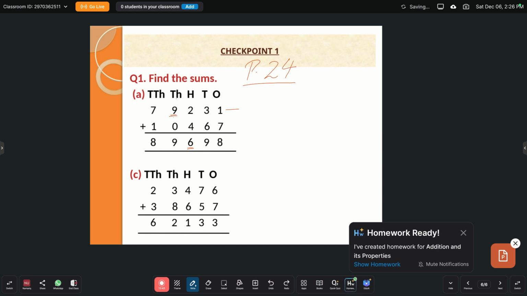Here we have 9 and 0. What is 9 plus 0 equal? It's equal to 9. Then we will move to our 10,000s column. What is 7 plus 1 equal? It's equal to 8. Okay, beta.